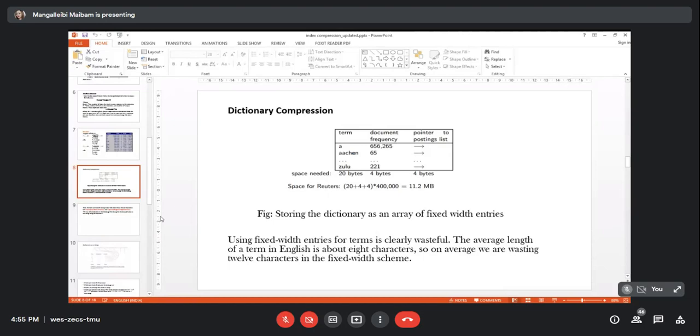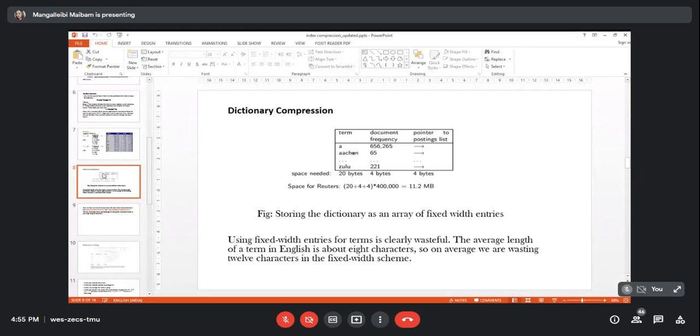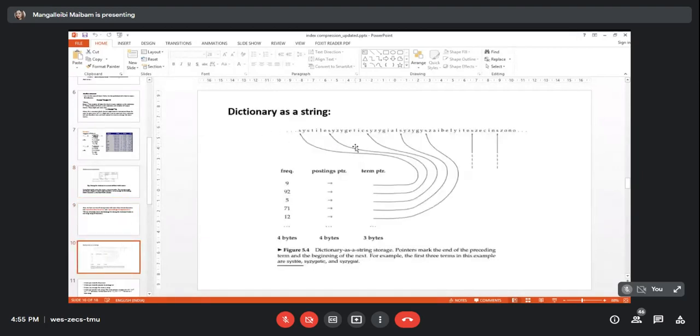One more disadvantage of fixed-width dictionary compression is when you have a word of more than 20 characters. We cannot store this in the fixed-width scheme because our memory will take only up to 20 characters. So that is another disadvantage. Now we have dictionary as a string, one technique, dictionary as a string storage.